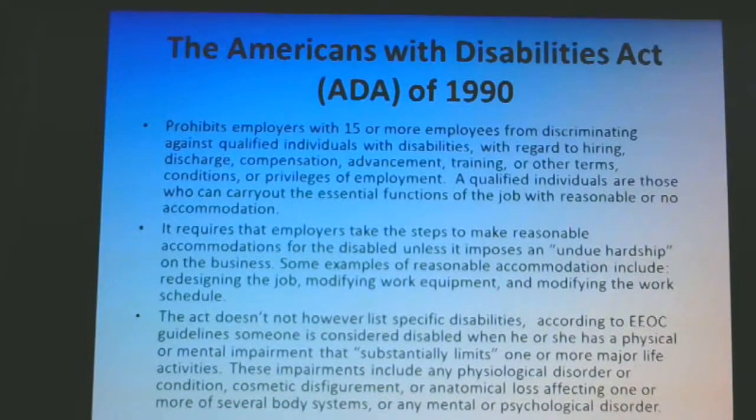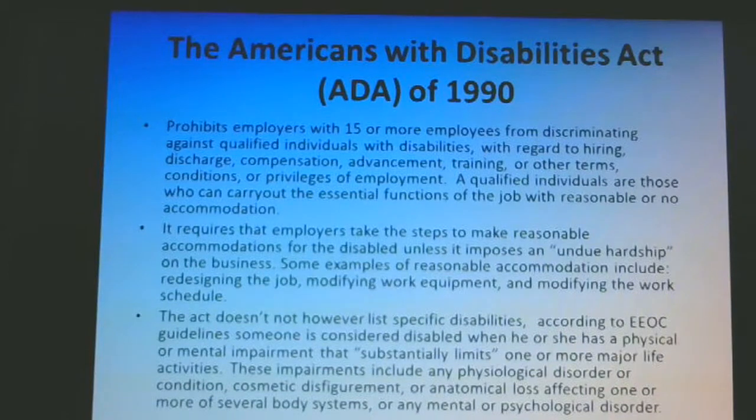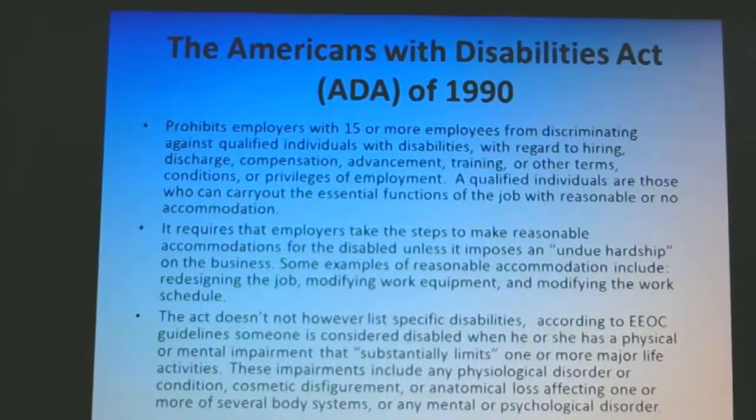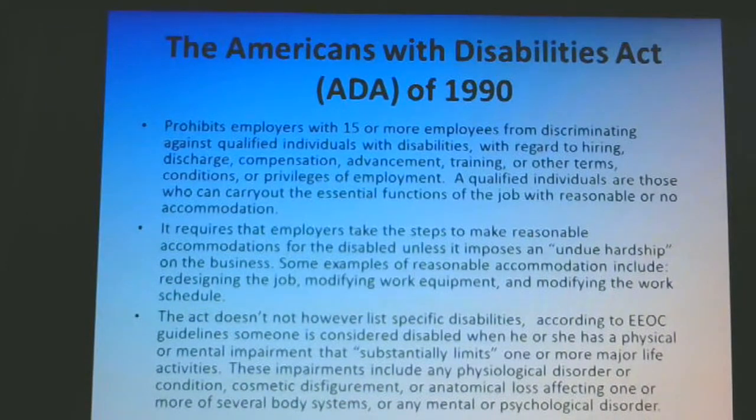According to EEOC guidelines, in order for someone to be considered disabled, they have to have a physical or mental impairment that substantially limits one or more major life activities. These impairments include any psychological disorder or condition, cosmetic disfigurement, or anatomical loss of one or more of several body systems, or any mental or psychological disorder. Conditions it doesn't consider disabilities are homosexuality, bisexuality, voyeurism, compulsive gambling, pyromania, and any disorders that come as a result of illegal drug use. The ADA does, however, prevent discrimination against individuals with HIV or AIDS.